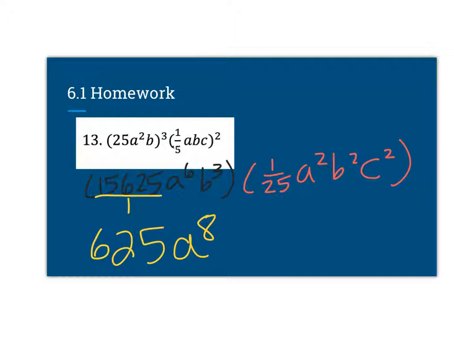And then for the b's, we have b cubed times b squared, so in total that's 5 b's. And remember, if you're stuck, you can write these all out. So b cubed is b times b times b, b squared is just b times b. When I count these up, I have b to the 5th total. And then there are no other c's, so here's your final answer.